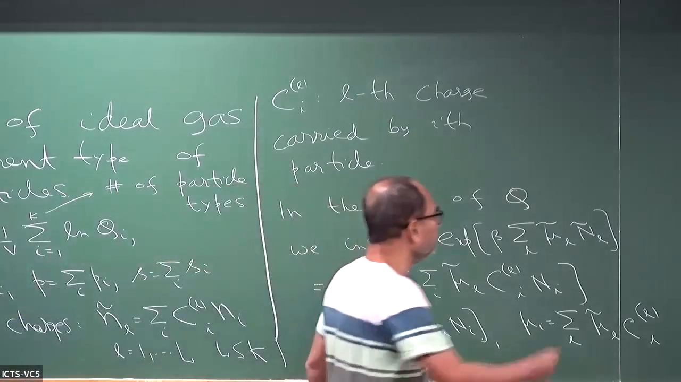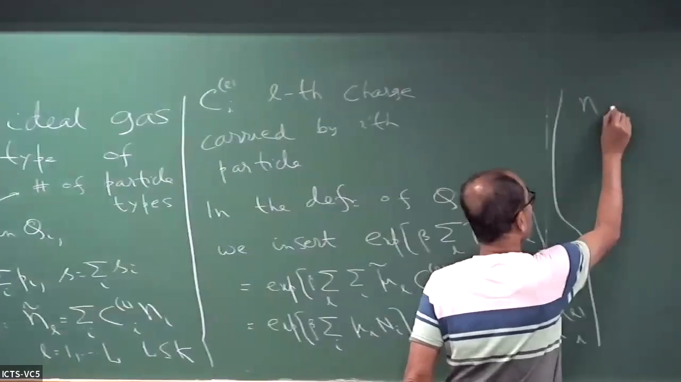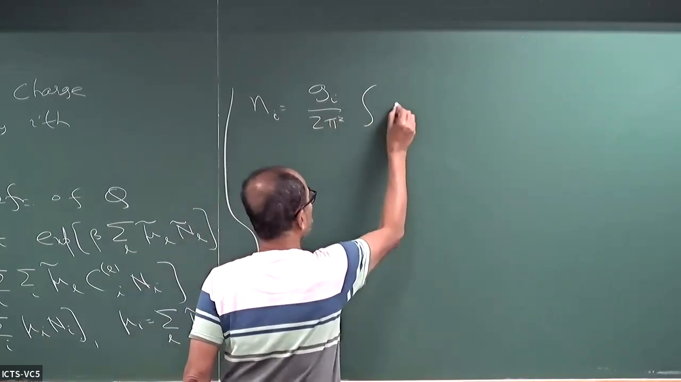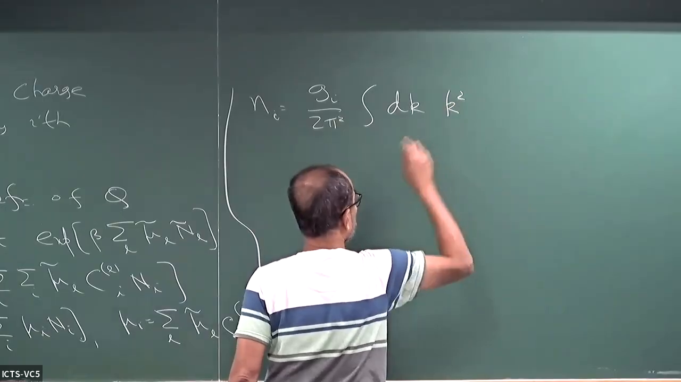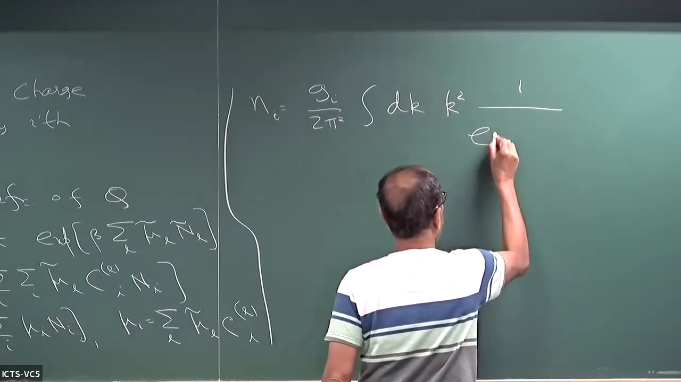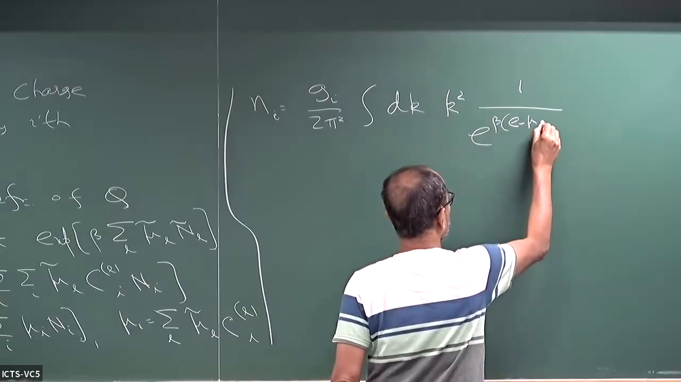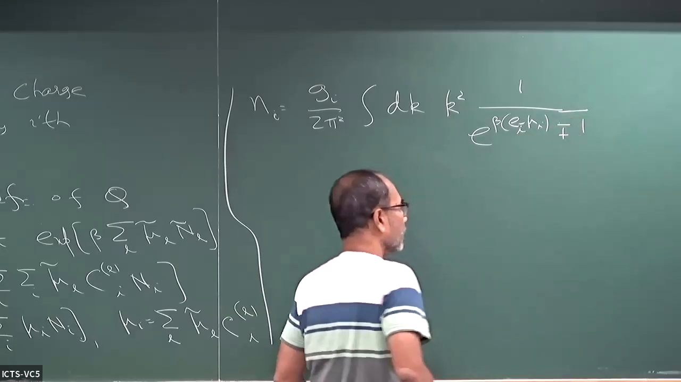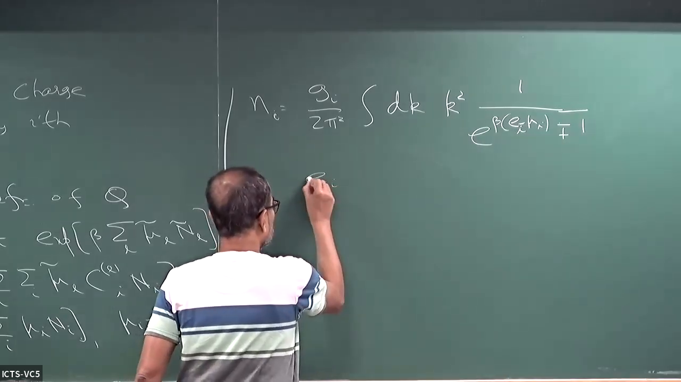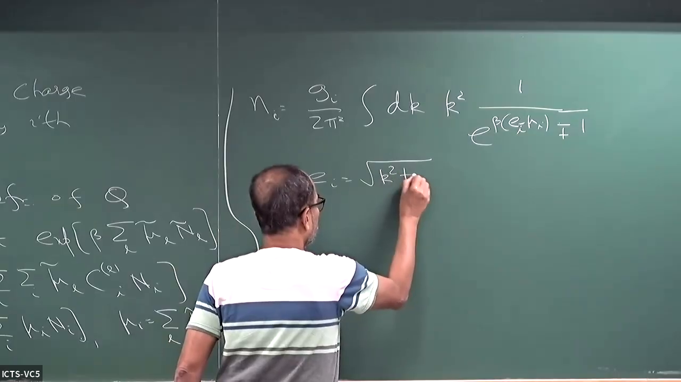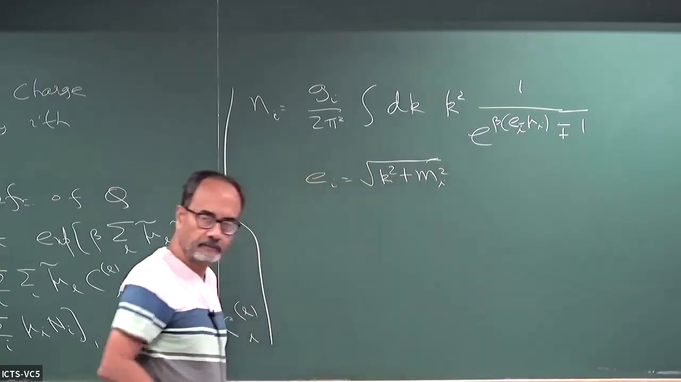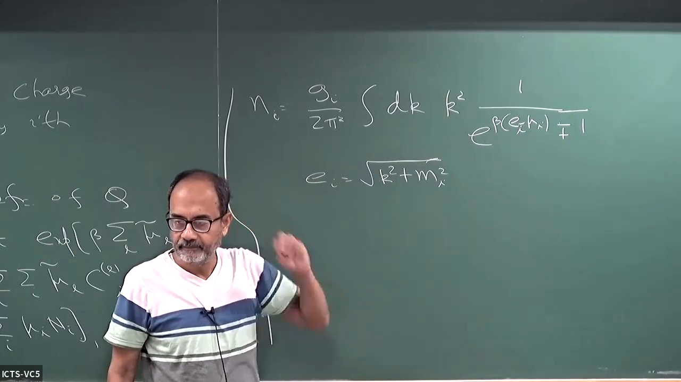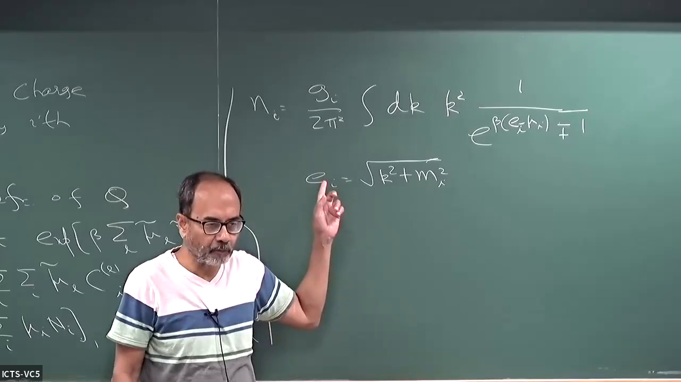because n I has a formula in terms of mu I. Remember last time I did write down this formula. The n I is g I over 2 pi squared, integral dk k squared, 1 over e to the power beta (E I minus mu I) minus or plus 1, where minus is for bosons and plus is for fermions, and E I here is square root of k squared plus m I squared. So if you know mu I, you can calculate what n I is from this formula.